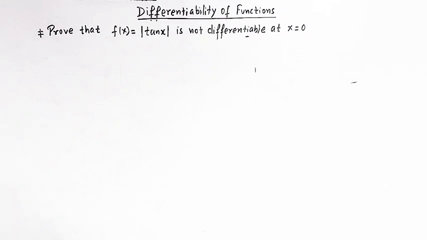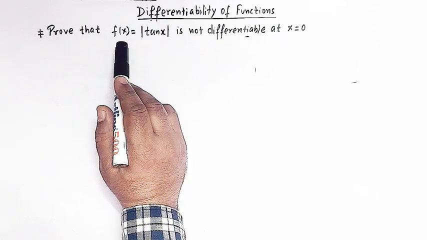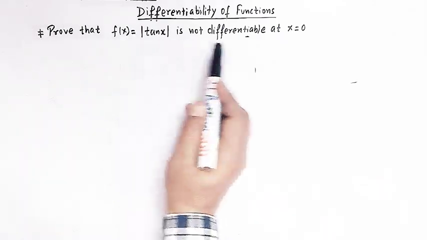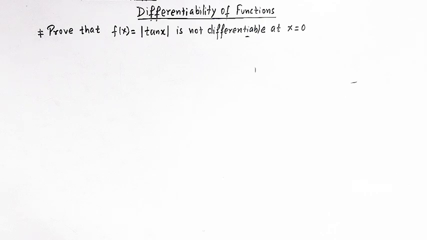Hello viewers, in today's session we are going to discuss another important problem from differentiability of functions. In this session we are going to prove that the function f of x, which is equal to mod of tan x, is not differentiable at x is equal to 0.